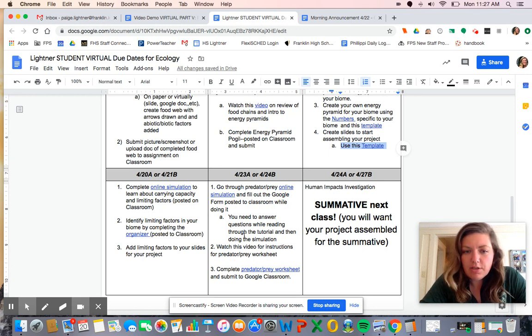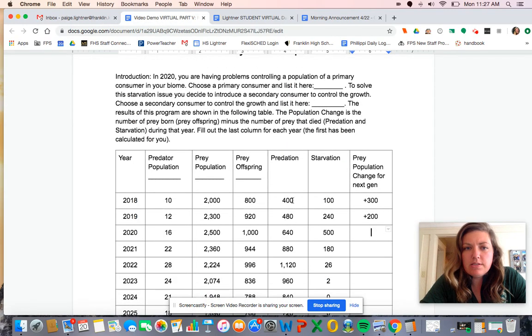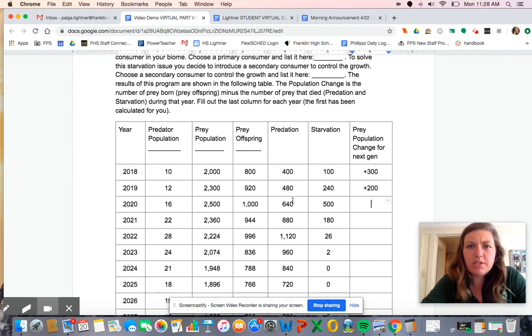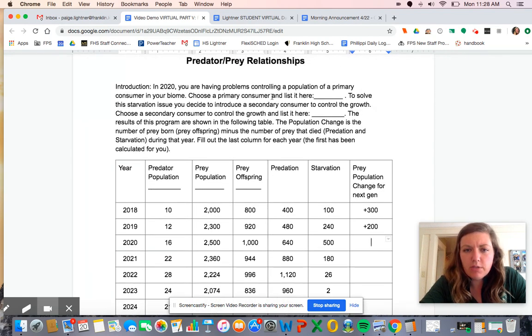But today you're going to complete this predator-prey worksheet. If we look at that, this is assigned to you. You're going to choose a primary consumer for your biome and list it here. You're going to try to control the population of your primary consumer in your biome because there's been some issues. We have starvation as an issue. So you're going to introduce a secondary consumer to control that growth. The secondary consumer is the one that eats that primary consumer, so there's less prey in your biome in order to solve this starvation issue.